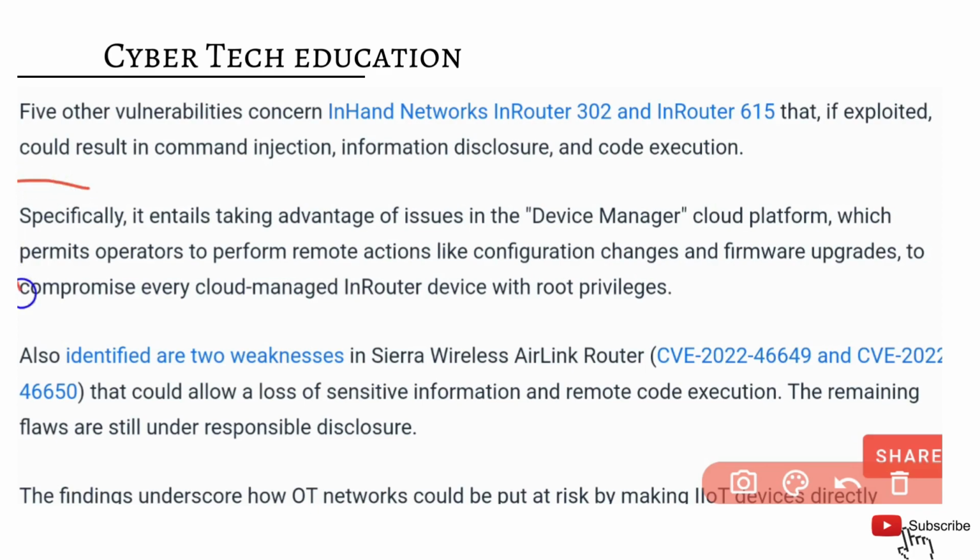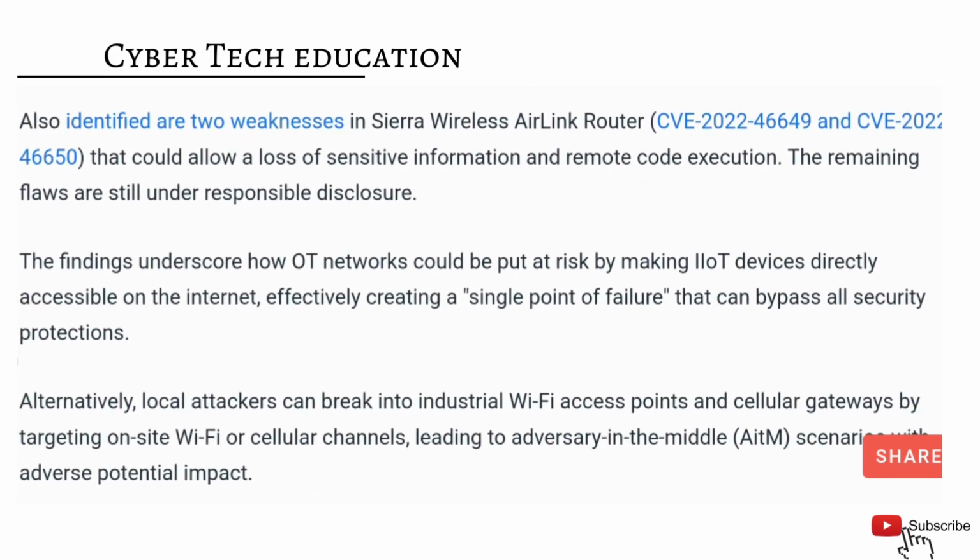Specifically, it takes advantage of issues in the device manager platform, the cloud platform, which permits operators to perform remote actions like configuration changes and firmware upgrades, to compromise every cloud-managed InRouter device with root privileges. It also identifies 2 weaknesses in the Sierra Wireless AirLink router that would allow loss of sensitive information and finally remote code execution. The remaining flaws are still under responsible disclosure.